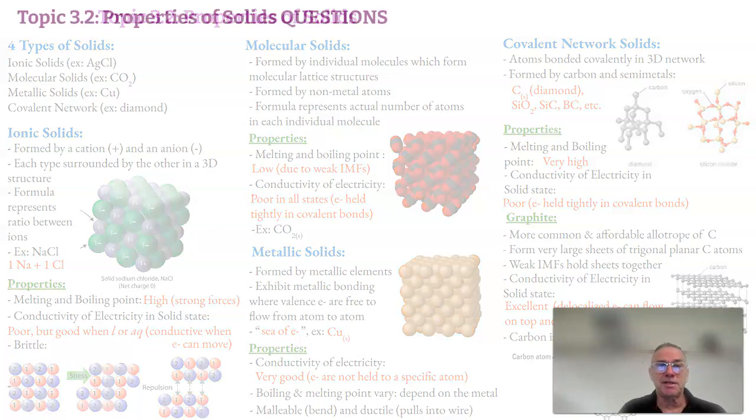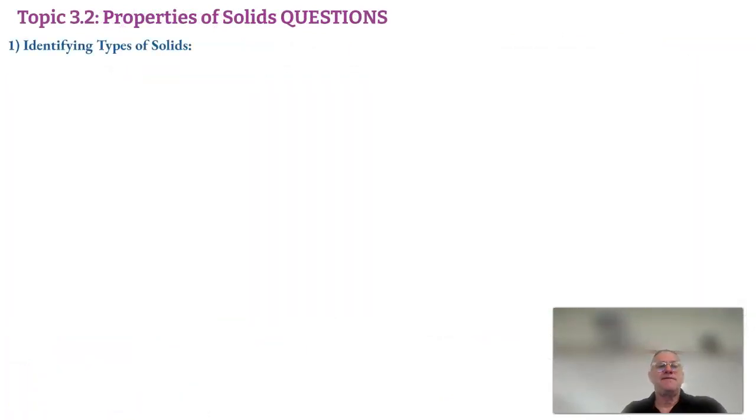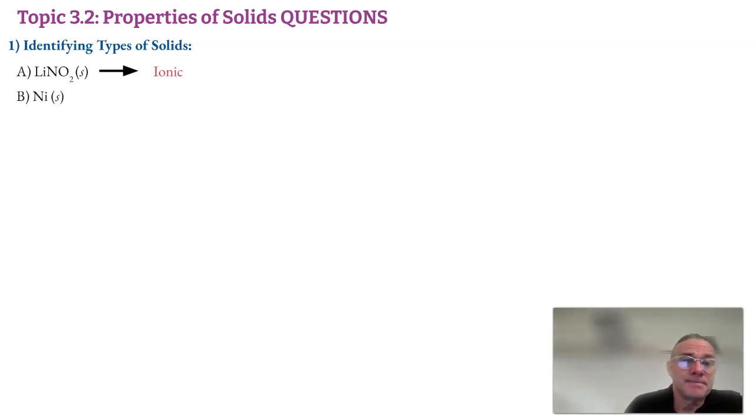Okay, it's time for some questions. Identify the following types of solids. Pause the video if you need to. Lithium nitrite. Sounds like an ionic compound to me. Nickel solid. Hey, there's just one thing. It's a metal. Must be metallic.